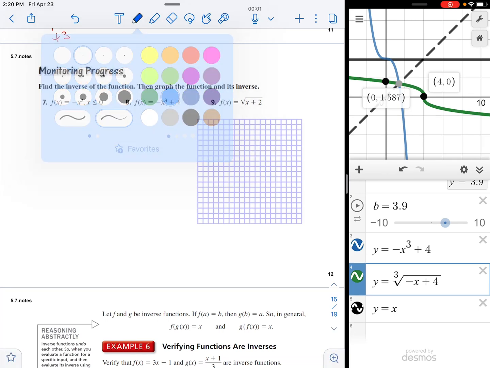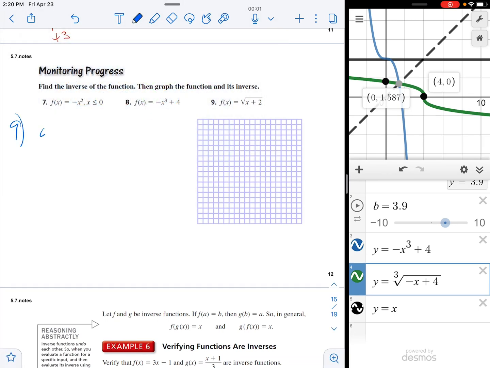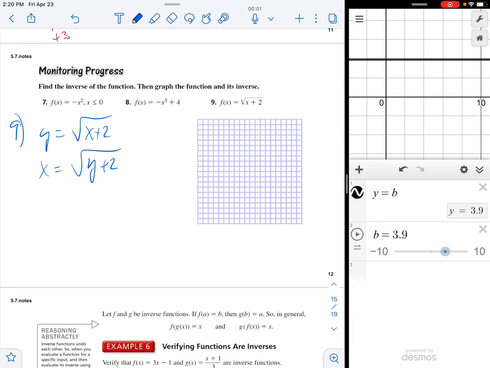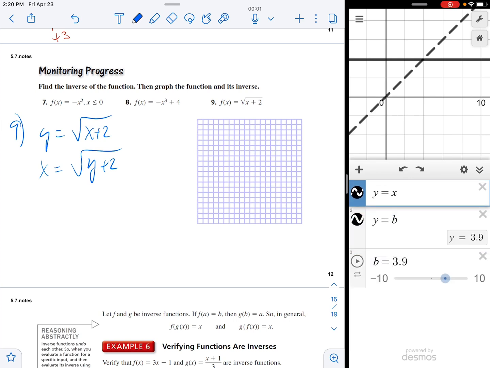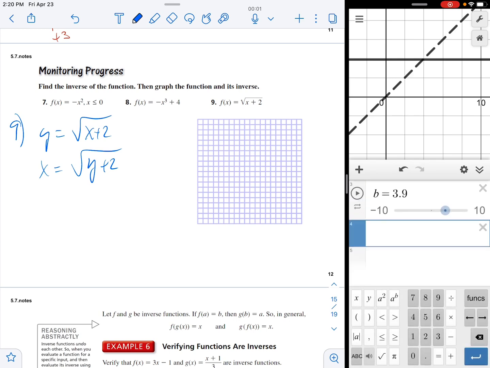Number 9, we'll do 9 in blue. So y equals the square root of x plus 2. We're going to switch. Now let's go ahead and look at a picture of it, just to help us out a little. Oops, I don't want that line back. Let's put you back up here. Perfect. We're going to go down here. So y equals the square root of x plus 2.